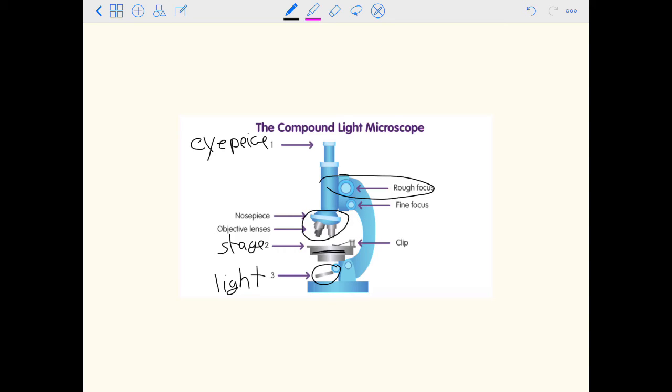But you always turn the rough focus first. And it's only once it's mostly in focus that you then turn to the fine focus. So if the question doesn't ask specifically for it, always talk about the rough focus first and only use the fine focus once it's in focus from the rough focus.